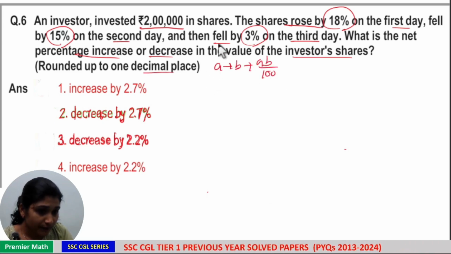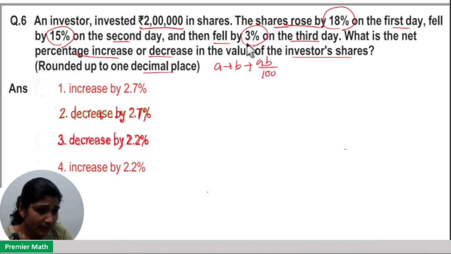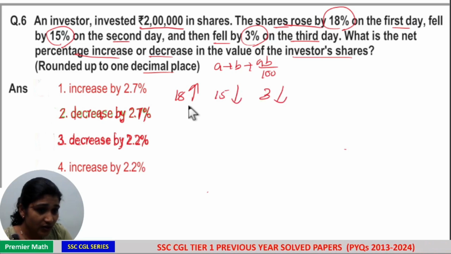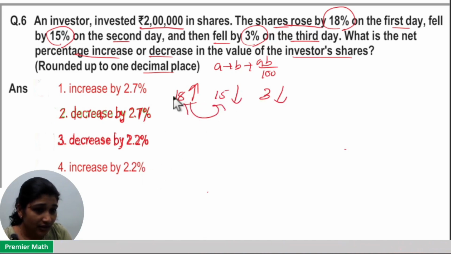Use plus for increment and minus for decrement. So here the first day it is increased, the second day it is decreased, and the third day it also decreased. So first calculate the net percentage of 18 and 15. Here 18 is plus and 15 is negative.